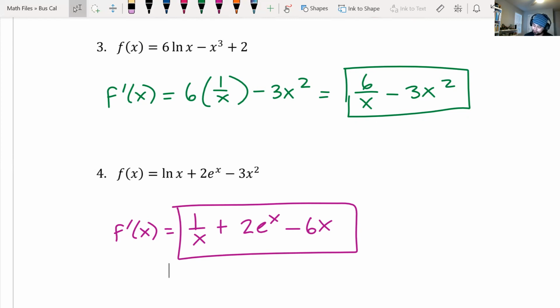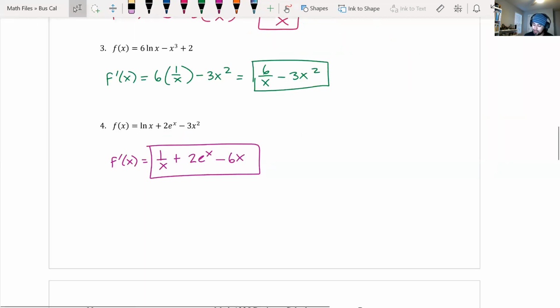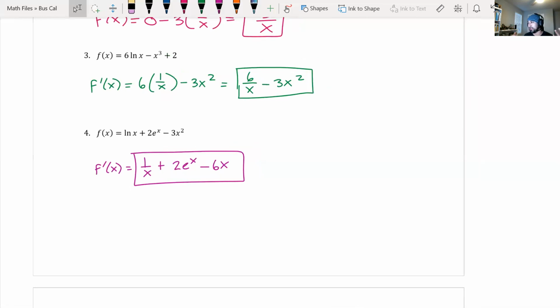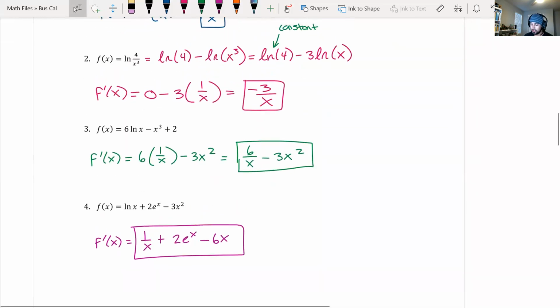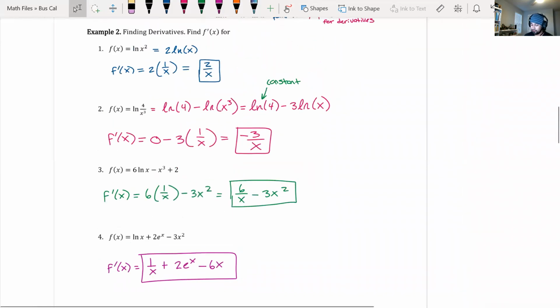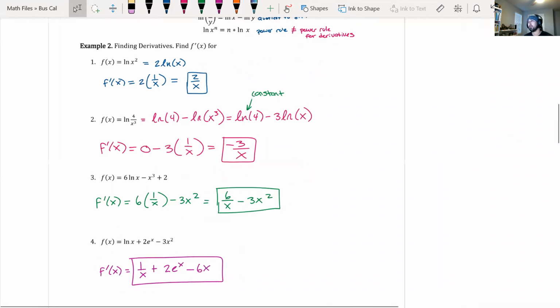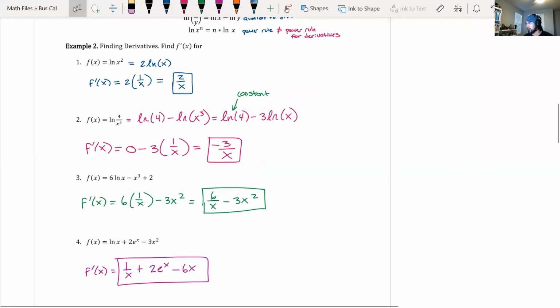Not bad. And those are the derivatives of natural logs. Everybody good with this page? Yes. All right. You guys remember those properties from above?